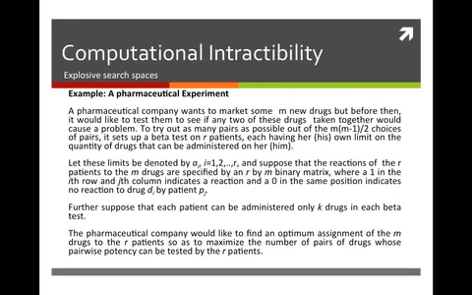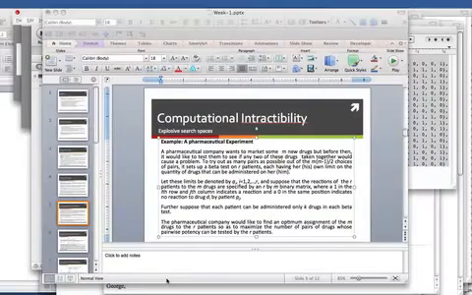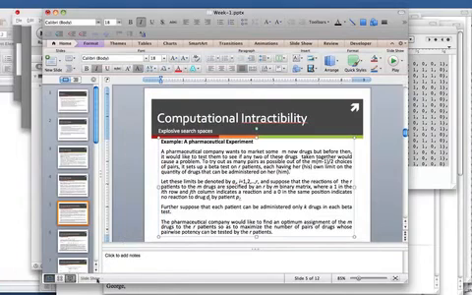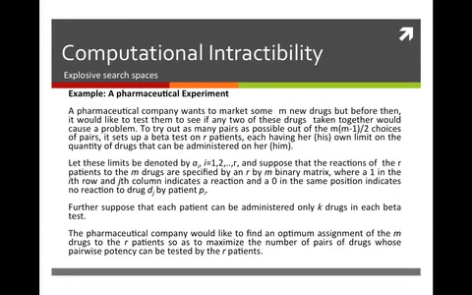And suppose that the reaction of the R patients to the M drugs are specified by an R by M binary matrix, where a 1 in the ith row in the jth column indicates a reaction and a 0 in the same position indicates no reaction to drug D_j by patient P_i. Again, I think there's just a mix-up there. Let me change this to drug D_j by patient P_i, because we just listed the rows as our patients.